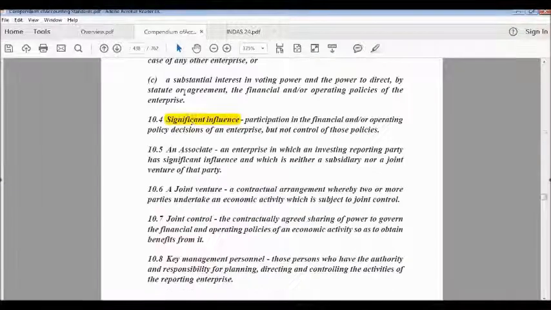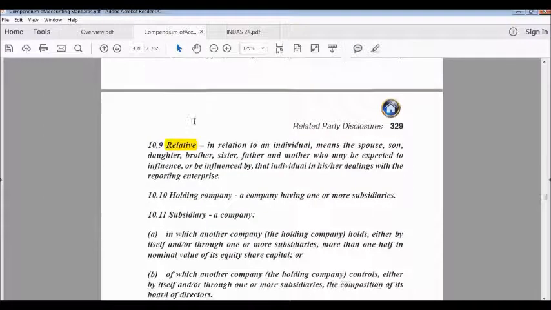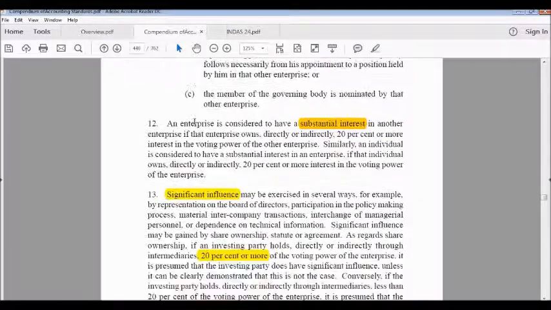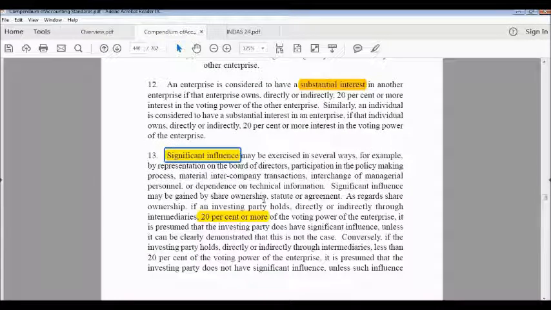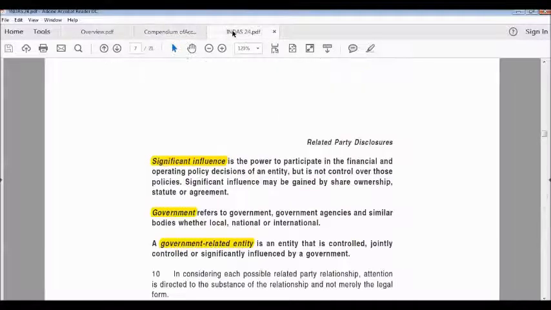But earlier, accounting standard 18 gave you clarificatory text regarding significant influence and substantial interest. Significant influence may be exercised in several ways, and there were a lot of examples. One example was 20% or more of the voting power of the enterprise, but this clarificatory note is missing from Ind AS 24. It just says it can be gained by share ownership, statute or agreement, but the thing is that significant influence means the power to participate in the financial or operating policy decision of an entity.